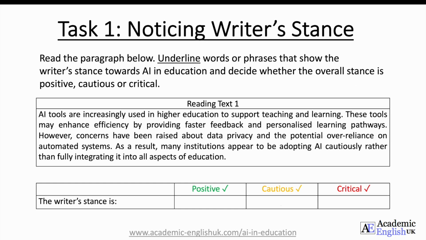Okay, so read the paragraph below. Underline words or phrases that show the writer's stance towards AI in education, and decide whether the overall stance is positive, cautious, or critical. Pause the slide and do the activity. Okay, so the answer is cautious, but why?